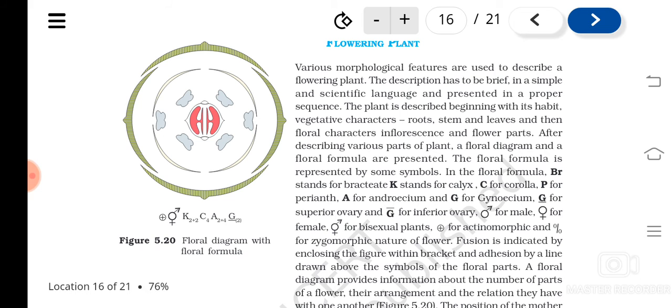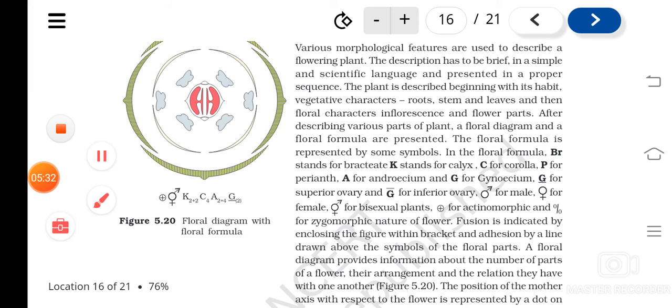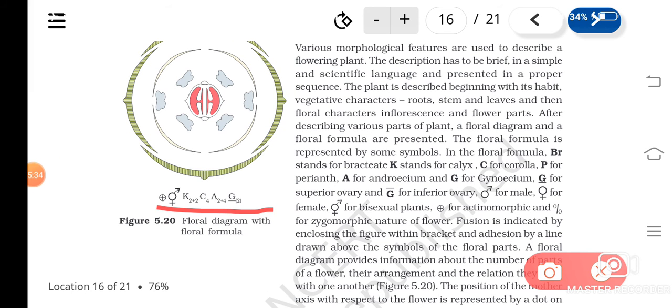So this representation using symbols is known as floral formula. Understood? Now we can see one floral formula given here. So what did you understand from this? This flower is an actinomorphic flower, right? Because which sign is used? This sign. Okay, so actinomorphic flower. Whether the flower is bisexual or unisexual, it's a bisexual flower, meaning both this arrow and this plus sign are there, representing the bisexual flower.